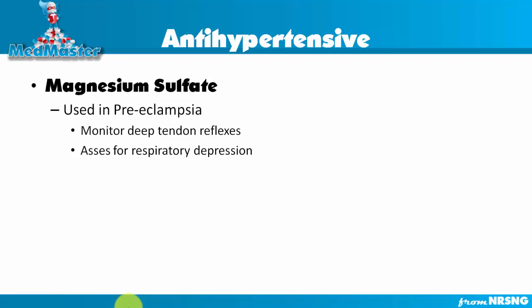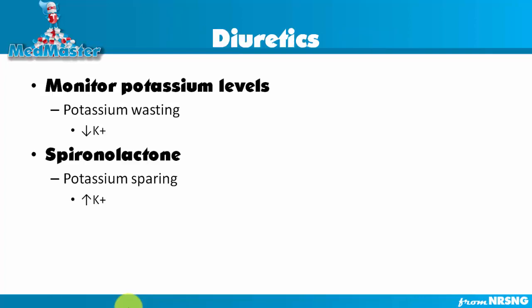What we'll want to do is monitor deep tendon reflexes. We can actually lose deep tendon reflexes with magnesium sulfate, so you want to be very careful to monitor these deep tendon reflexes in these patients. You also want to assess for respiratory depression. Mag sulfate can actually lead to respiratory depression, so you want to monitor that before the patient gets into respiratory failure or anything like that.